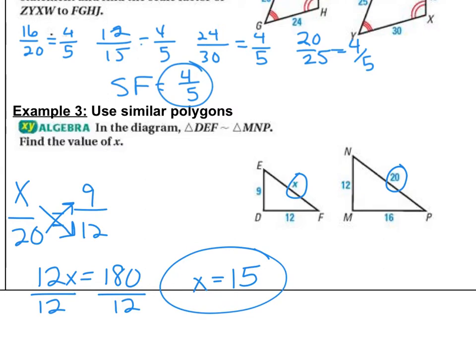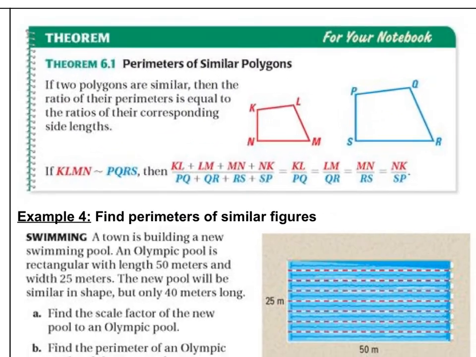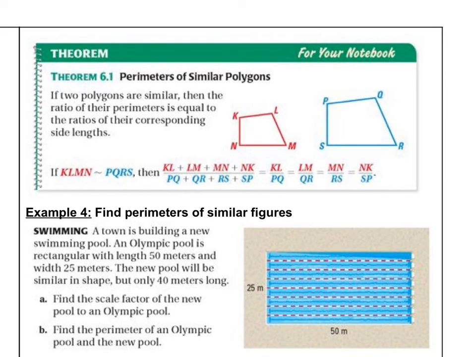Okay. So again, similar figures are proportional. That's why we can set up a proportion and solve. Flip your notes over. All right, we get to add more to this theorem postulate page.